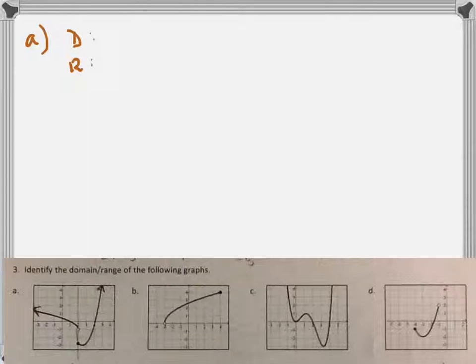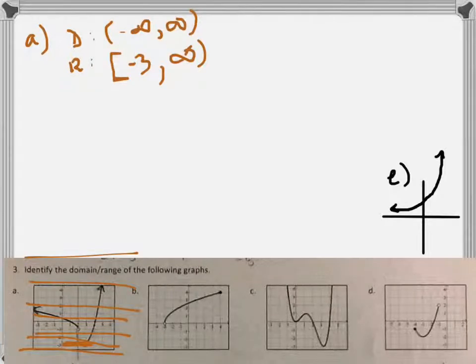Alright, so let's do domain and range of these four graphs down here. I like to call these scanning. For the domain, I'm going to scan from negative infinity. So for your range, you're going to be scanning horizontally.